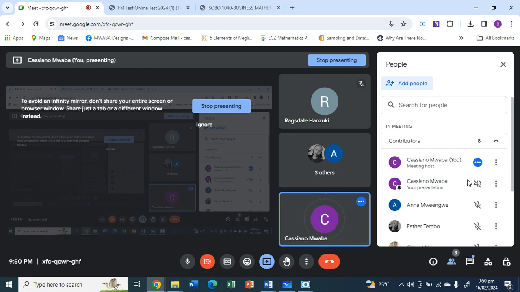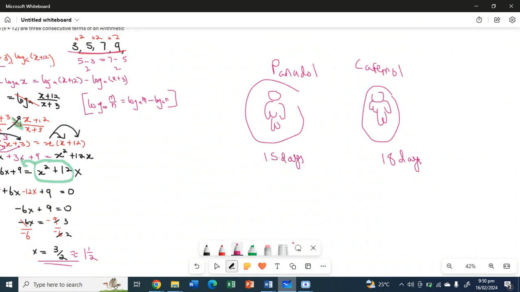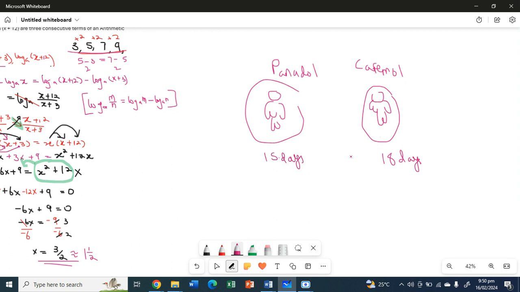But if you see a situation where there's a difference in the means, for Panadol it takes people 15 days and for caffeine it takes 18 days, you're going to notice this difference. And from this difference, you're going to be able to tell that it seems Panadol is better than caffeine. So that's how an independent samples test works.